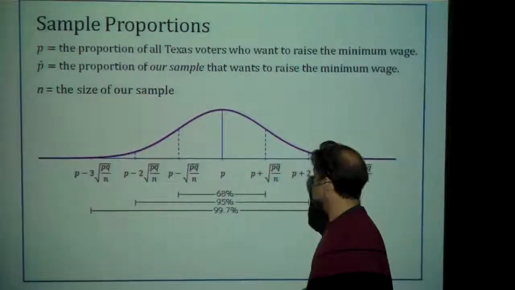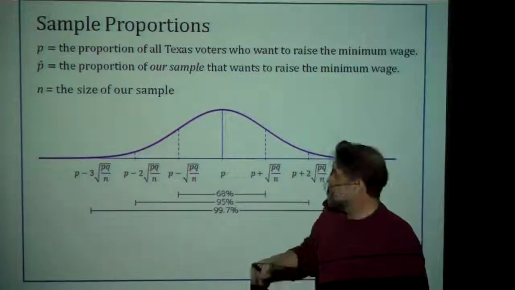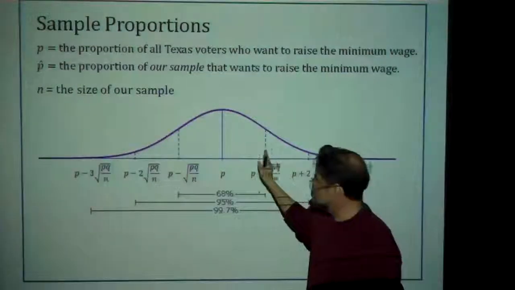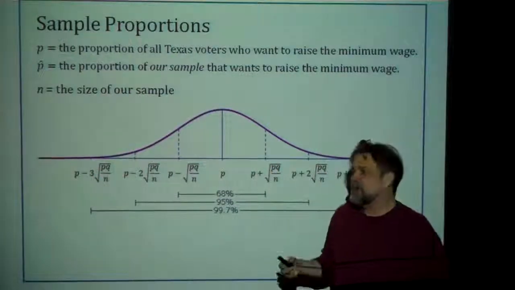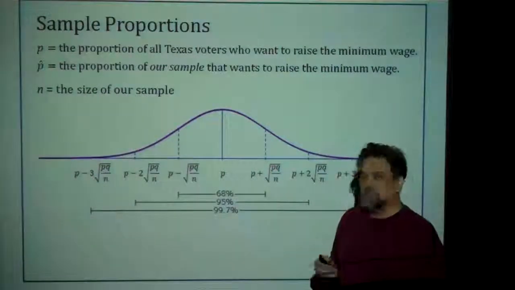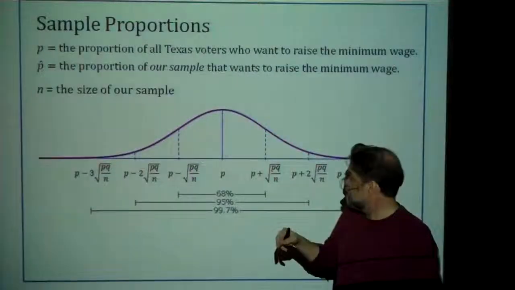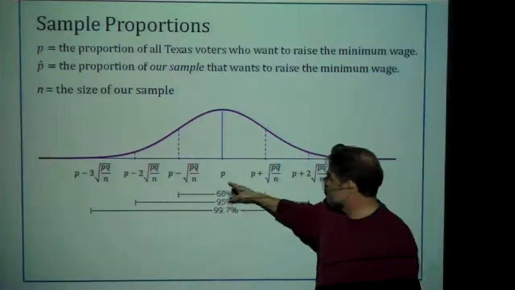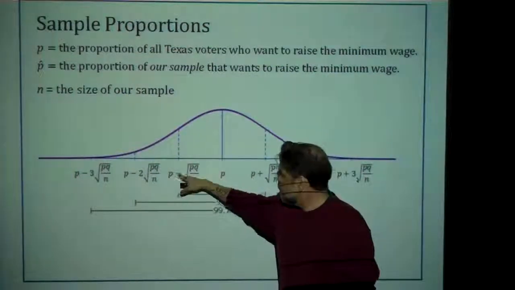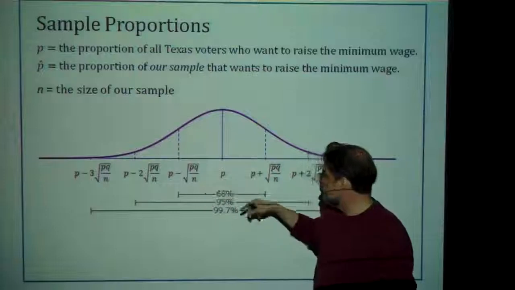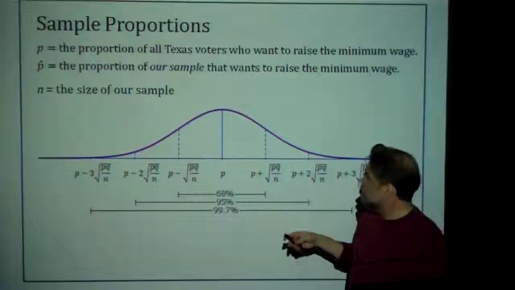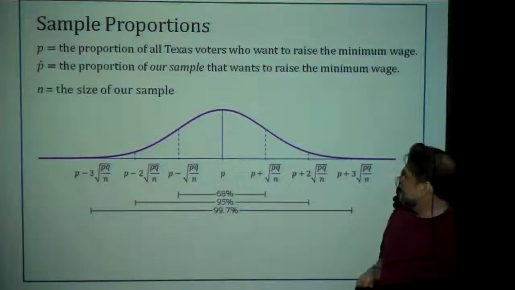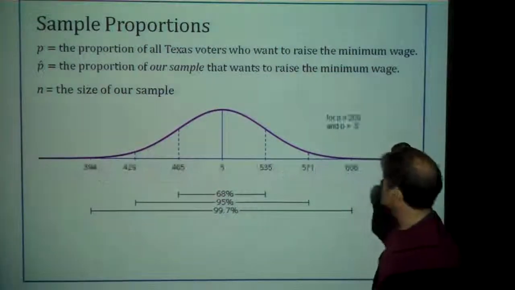So, what does all this mean? It means that p hat follows a normal model, okay? It's going to have a normal curve there. There's a 68% probability that when I take my sample, my p hat is going to be between p minus the square root of pq over n and p plus the square root of pq over n, and a 95% chance it's going to be within 2 standard deviations, etc. And let's put some real numbers on this, okay?